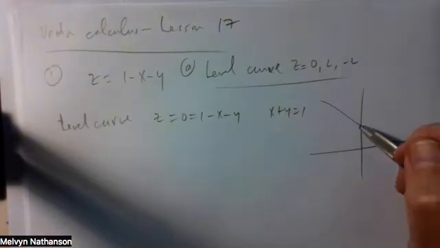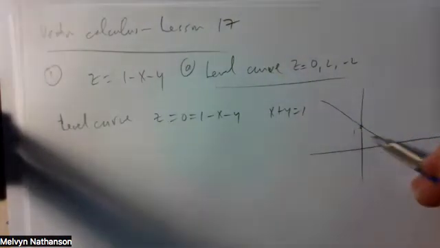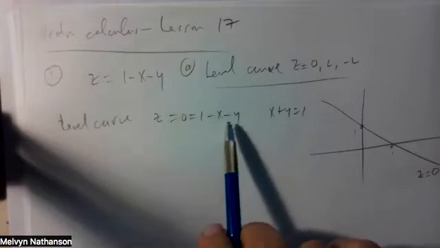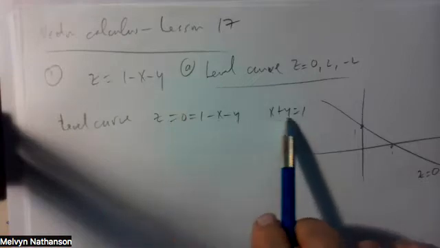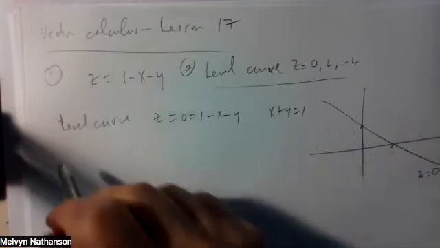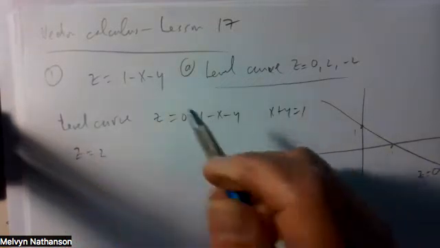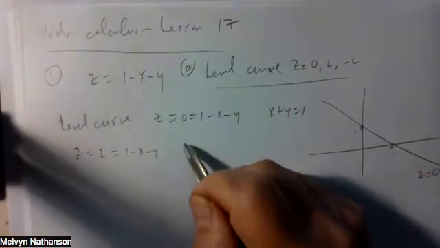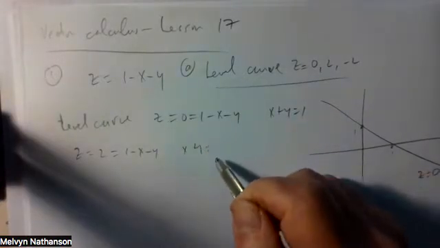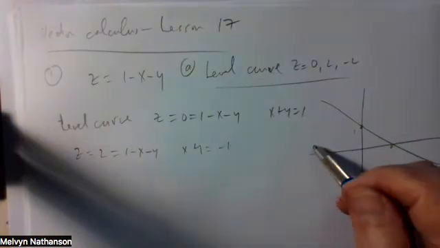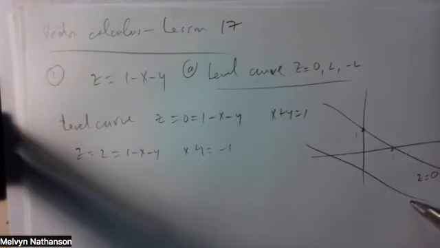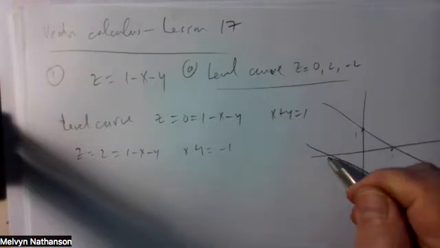So this is the level curve in the xy plane. This is the level curve, z equals 0. Right? If z is 0, 1 minus x minus y is 0, so x plus y equals 1. That's that line. For z equal 2, 1 minus x minus y, this is the same as x plus y equals minus 1. So that's this straight line. This is the level curve for z equal 2.